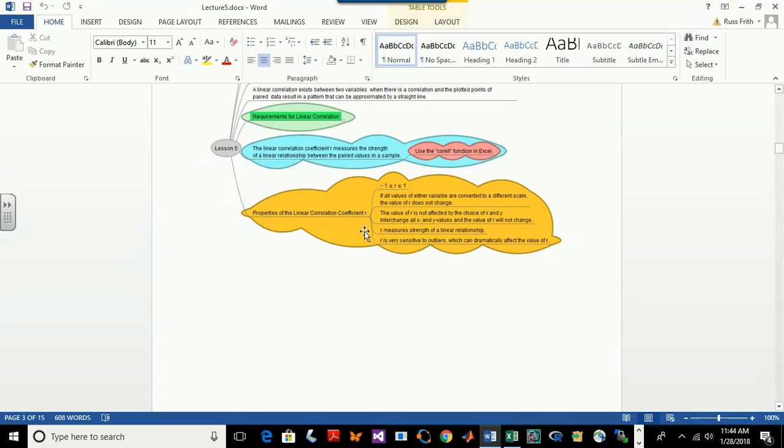R measures the strength of a linear relationship, and R is sensitive to outliers, which can dramatically affect the value of R. Okay, and we'll see that in some of the worked examples.